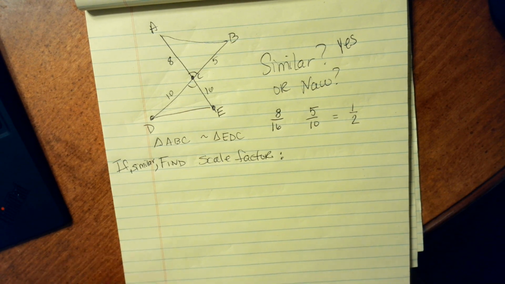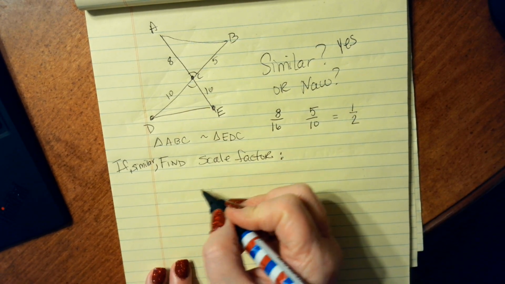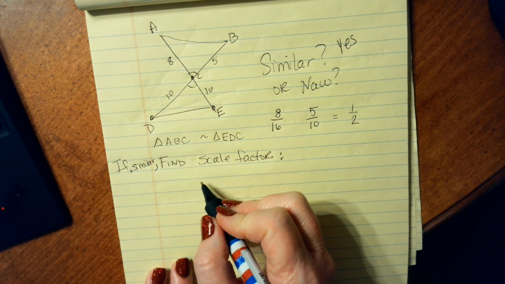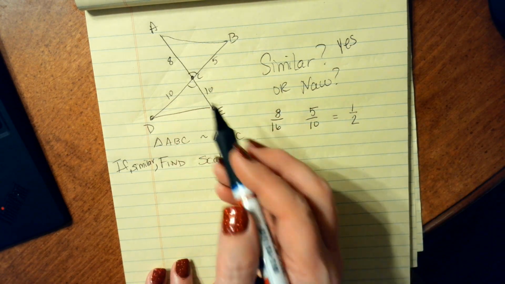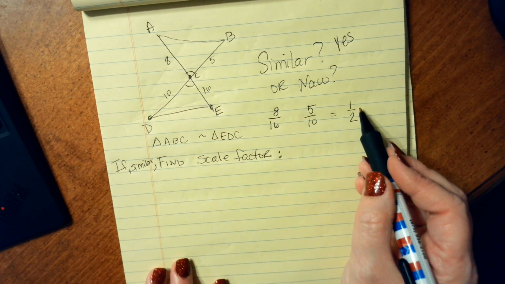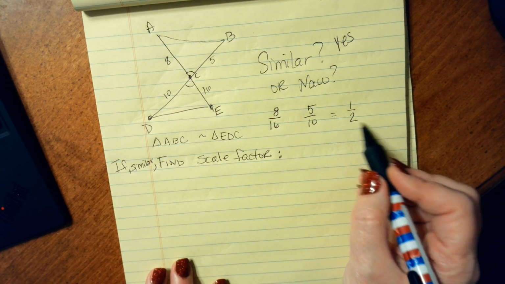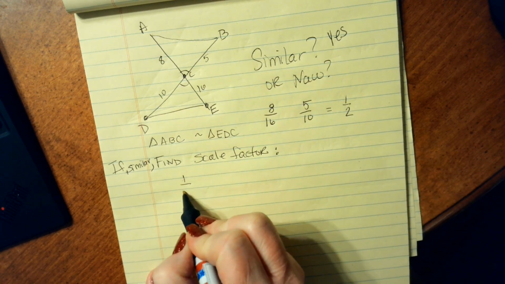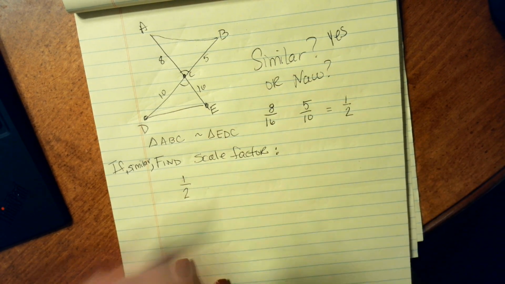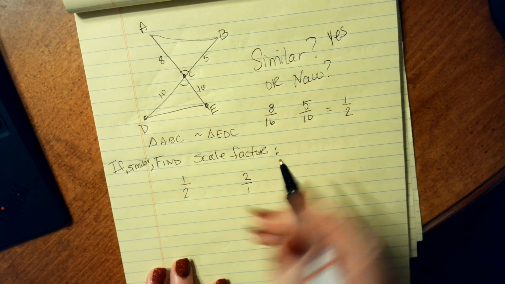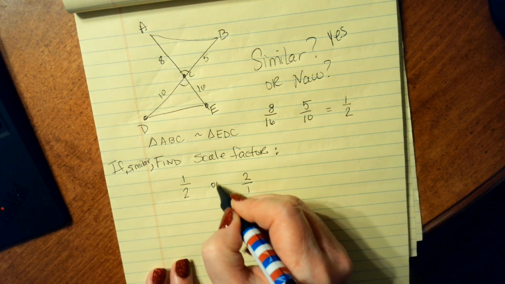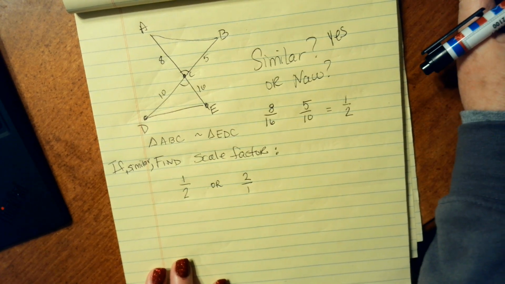Now scale factor. I always told you to go from the first figure to the second figure, but on the assessment you're going to have, you're going to be able to give your answer either way. They're going to accept both of them. So if you went from the top figure to the bottom figure, which is the way we did our proportionality check here, it would be 1/2. But if you did it the other way around, it would be 2 over 1. We'll let both of those be okay answers.